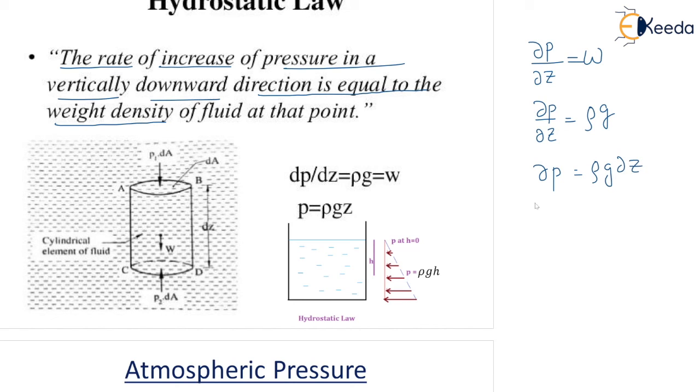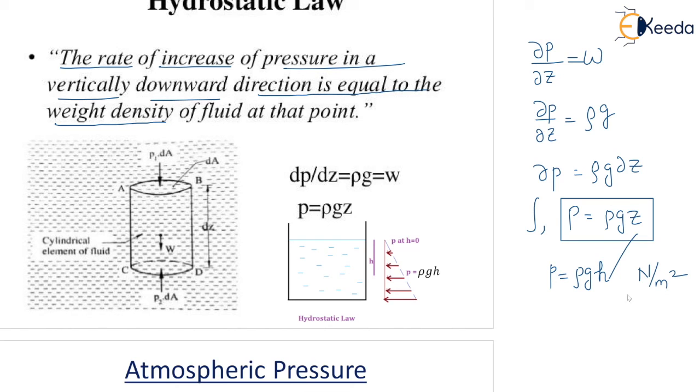So if you integrate, we will be getting P equal to rho G Z. This is the only formula. Most of the time we are writing like this, no? P equal to rho G H. So instead of Z we are writing sometimes H. Both formulas are the same and the unit is Pascal, Newton per meter square.